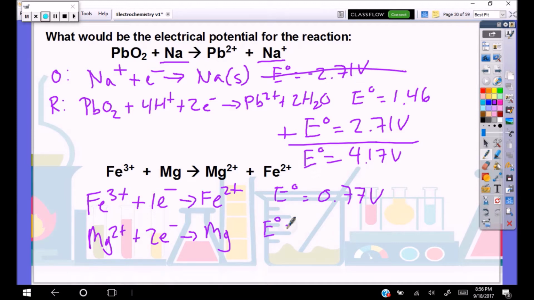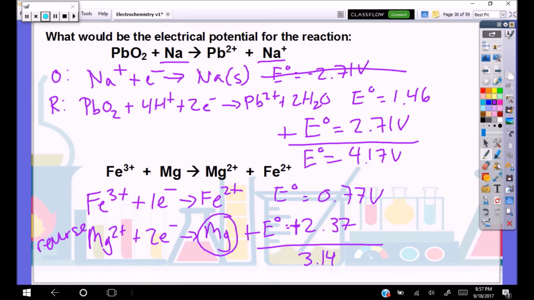So I know that this normally is a 2.37, and I want magnesium as a reactant, so I need to reverse this one. All I need to do is change my sign, and then add these together. I'm sorry, my sign originally was negative 2.37, so I changed my sign. And I get a positive 3.14 volts. Boom.